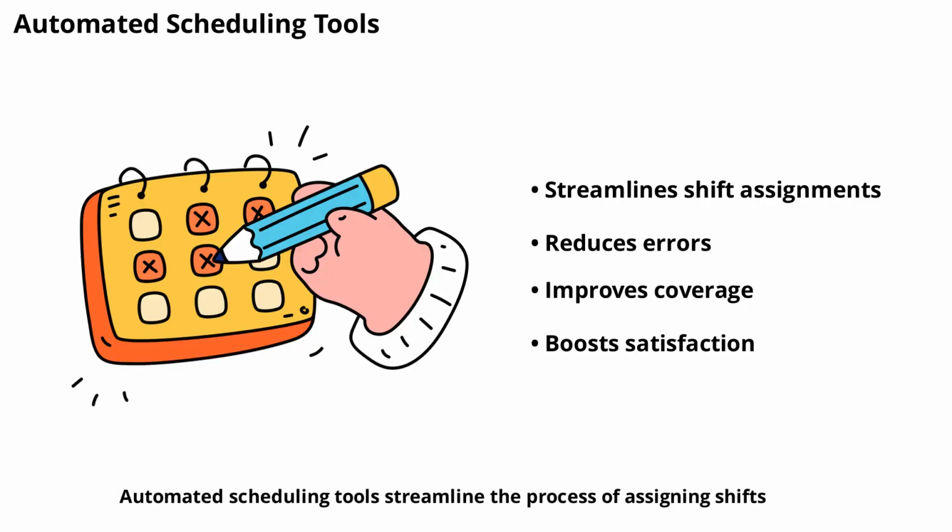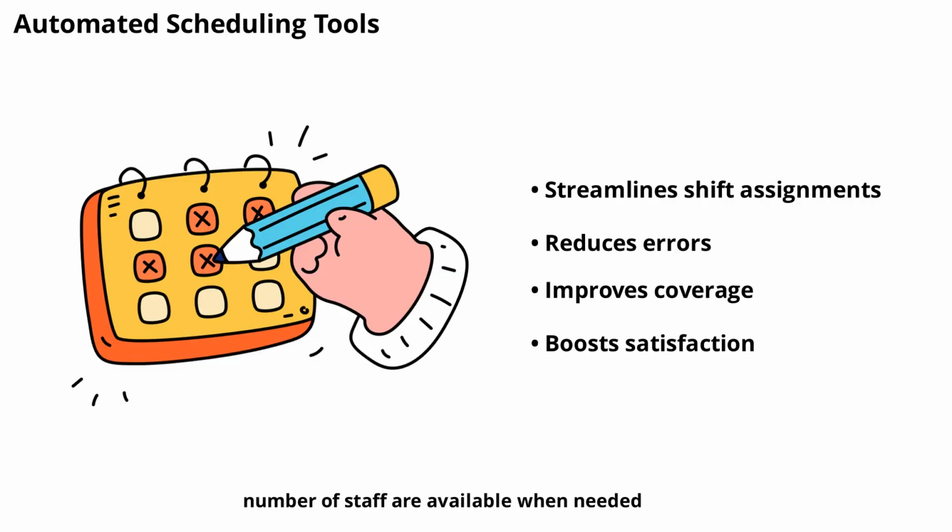Automated scheduling tools streamline the process of assigning shifts, managing time-off requests, and ensuring adequate coverage. These tools help HR teams avoid scheduling conflicts, reduce manual errors, and improve employee satisfaction. For resource planning, automated scheduling ensures that the right number of staff are available when needed, aligning workforce supply with business demand. This feature is especially valuable for organizations with complex shift patterns or fluctuating staffing needs.